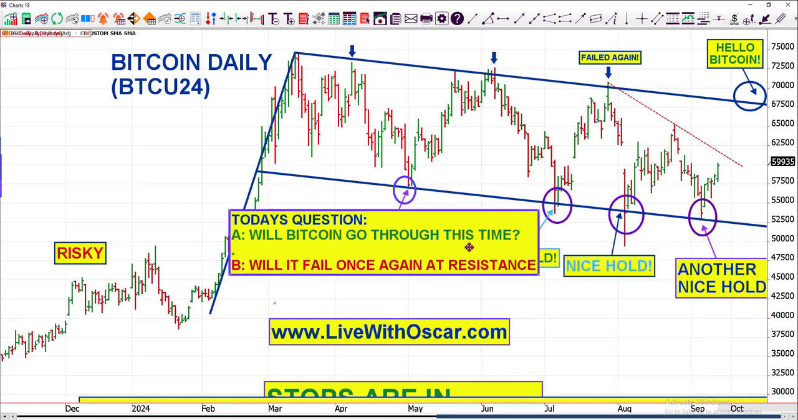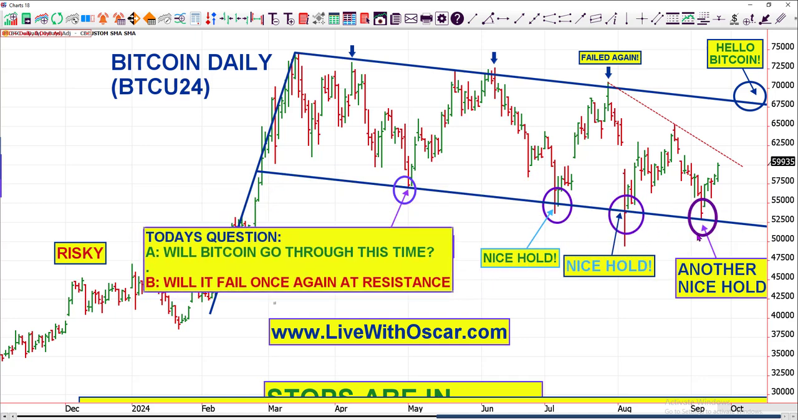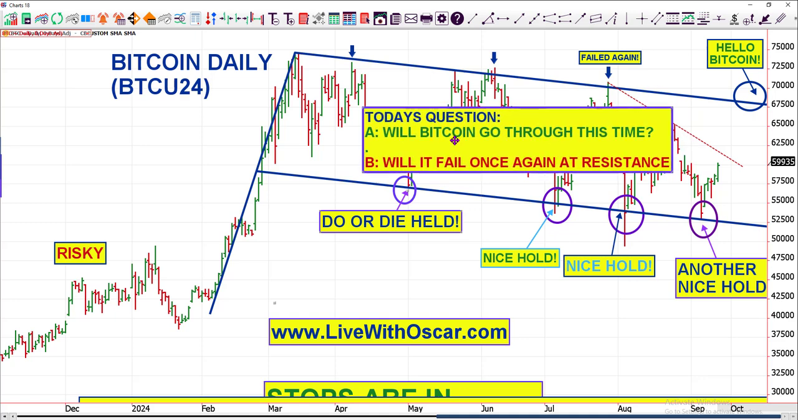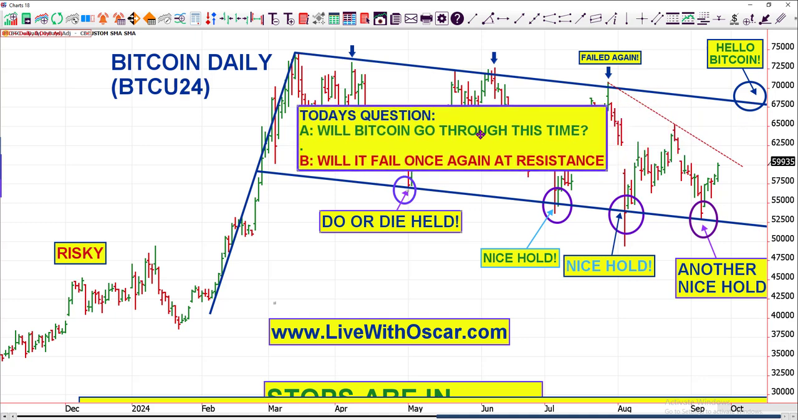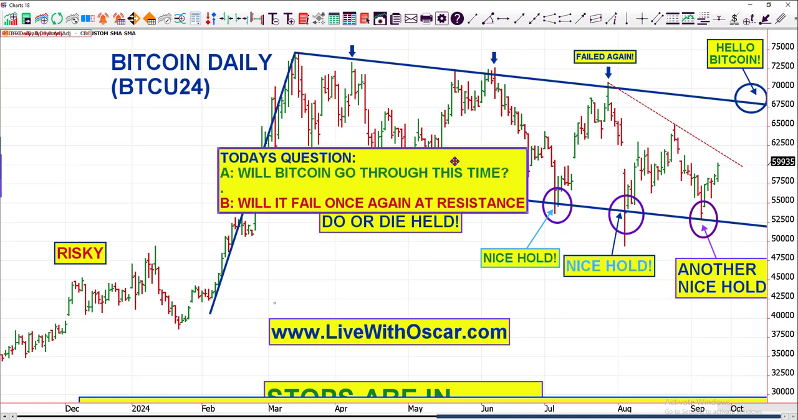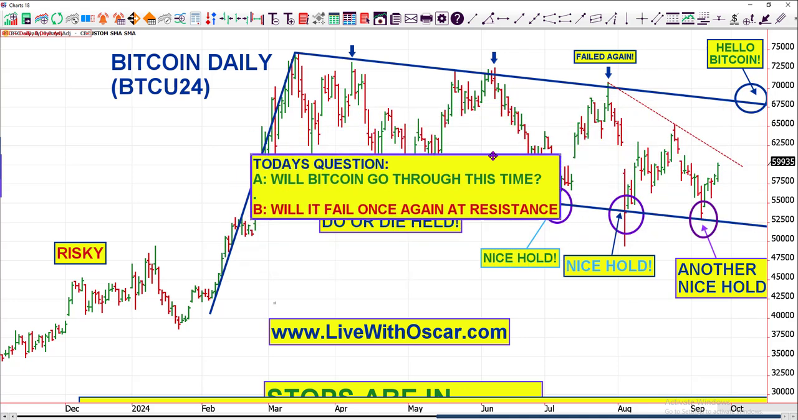Now this time the question is, will it go through this time or fail at resistance? The last time the question said, will it go through or will it hold? This time, same market, same formation, same question, slightly different. Now the question is, will Bitcoin go through this time when it gets up there, or will it fail at resistance like it always does and drop one more time? Before you answer the question, I want to update the chart for you.